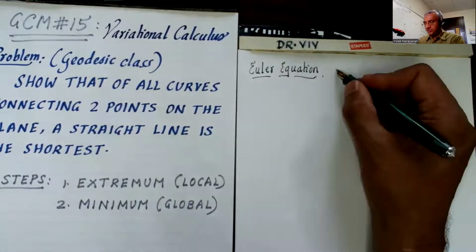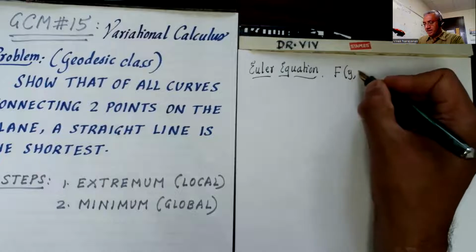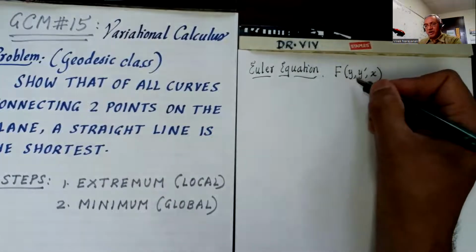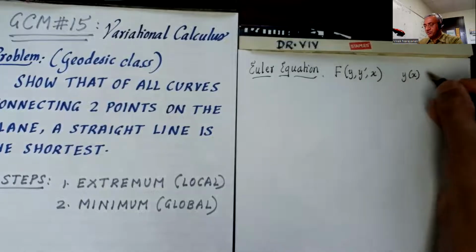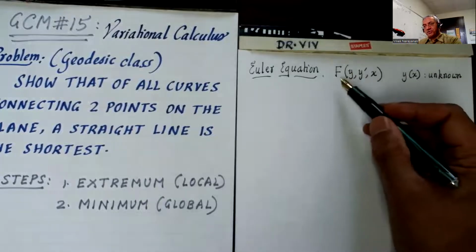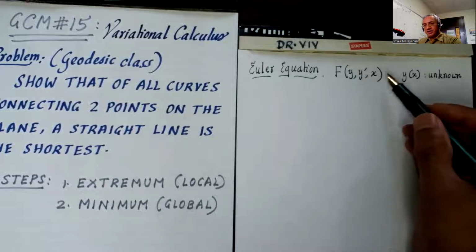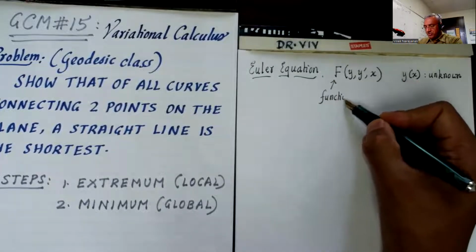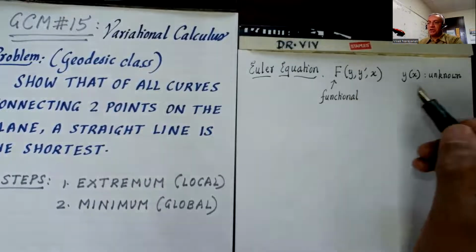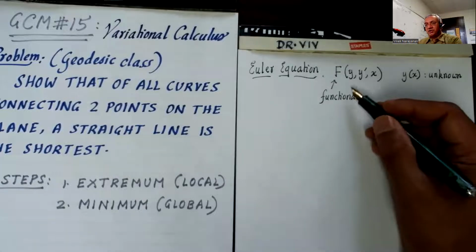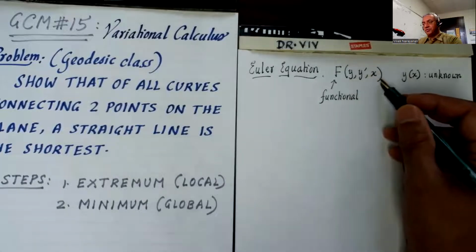So the task is to take a function of an unknown function y. So y as a function of x is our target. We're trying to find it. So assume there's another function of the function y, its derivatives, and x. This object is called a functional because it's a function of a function. So this is the sought-for function, and under what conditions will that functional be extremized?